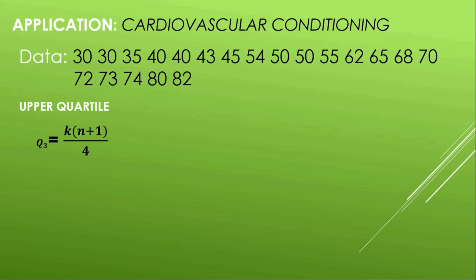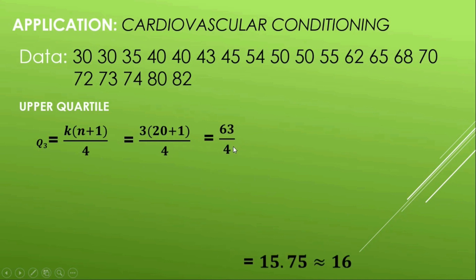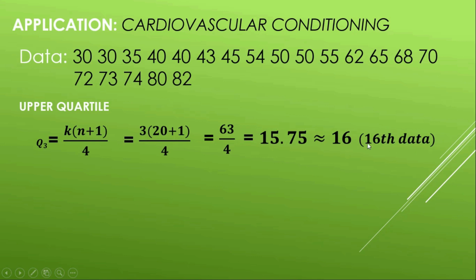For step 2, we are going to use the formula Q sub 3 equals k times the quantity of n plus 1 all over 4. Since we are determining the upper quartile, k is equal to 3. And n, our total number of data, is 20. So 20 plus 1 is 21, multiplied by 3, the answer is 63. Then copy the denominator. 63 divided by 4 is 15.75, which is approximately equal to 16. So we are looking for the 16th data.